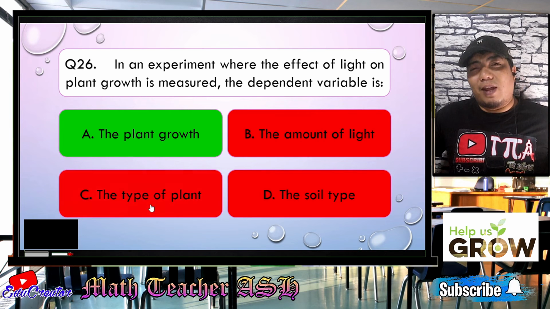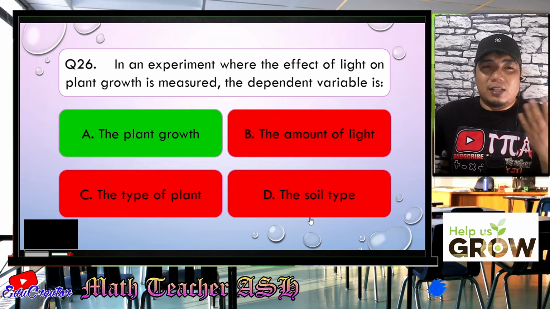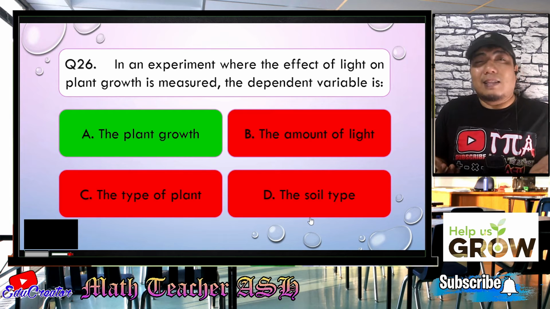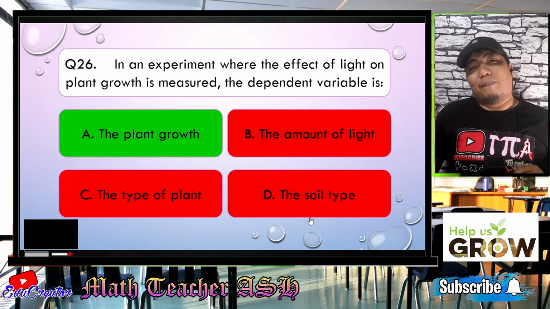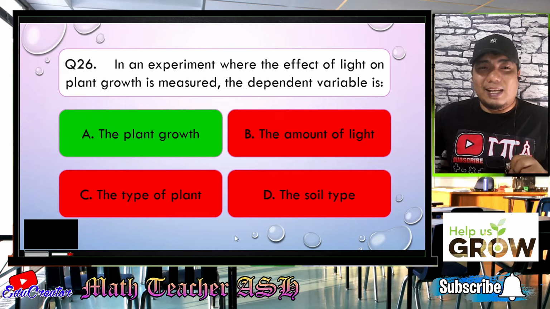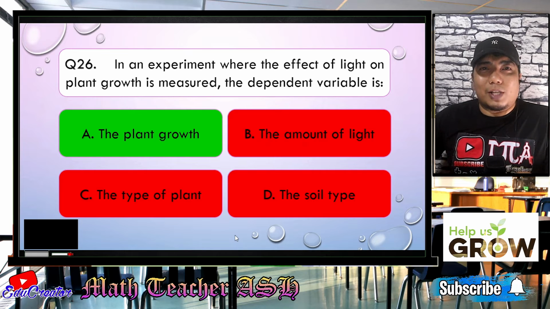Easy, right? Very easy. Now, why is it not the soil type? Because it is not given in the statement. Okay. Why is it not the type of plant? It is also not given in the statement. So, my dear math learners, you just need to know how to analyze the situation. Now, let us go to question number 27.